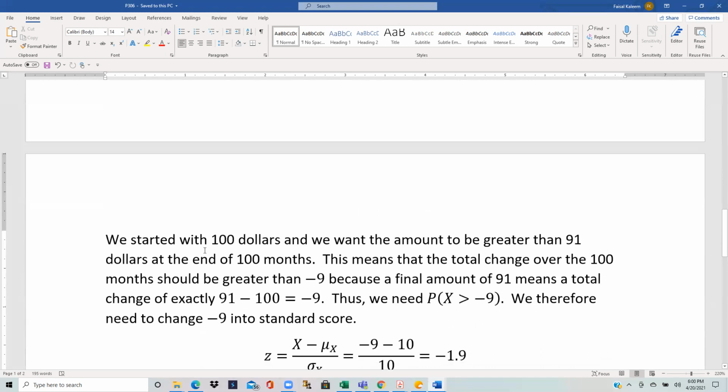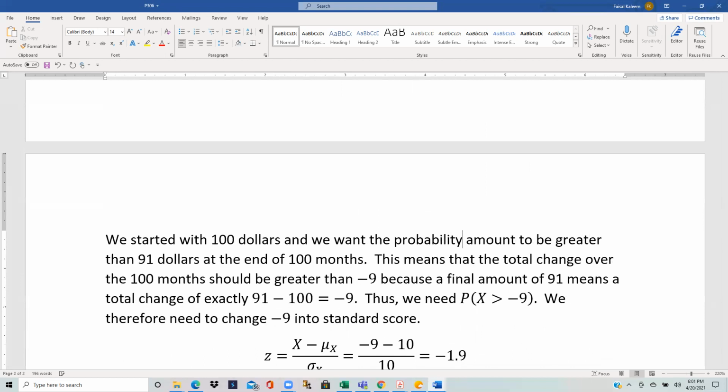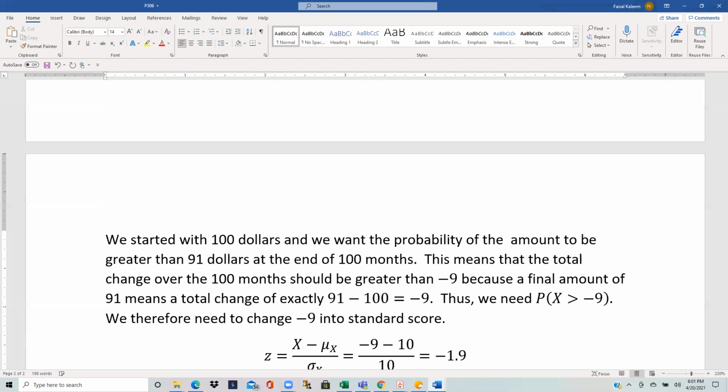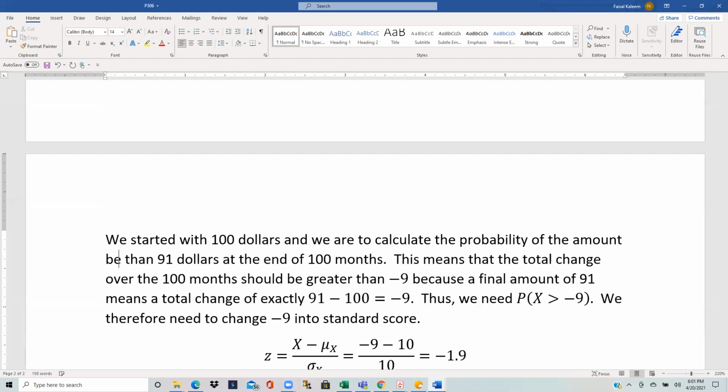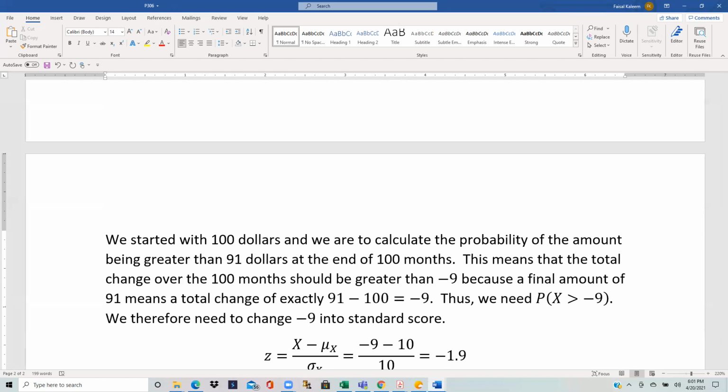As we talked about before, since we started with $100, we need to calculate the probability of the amount being greater than $91 at the end of 100 months.